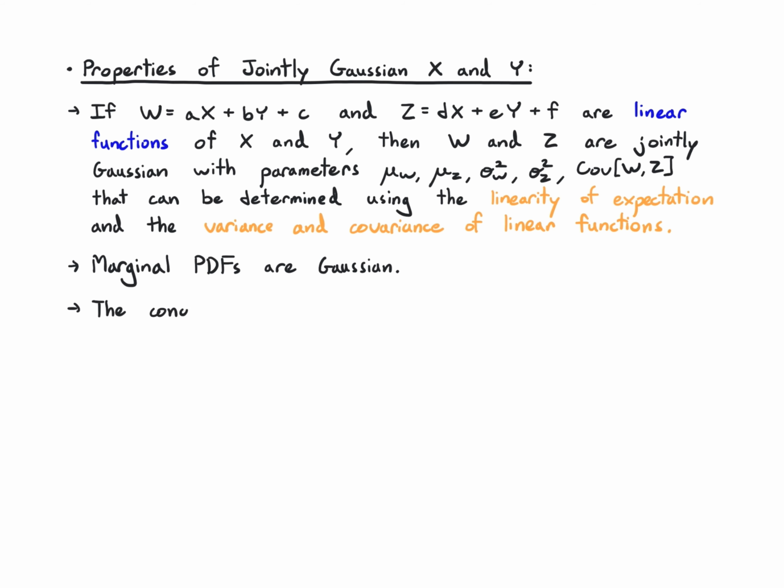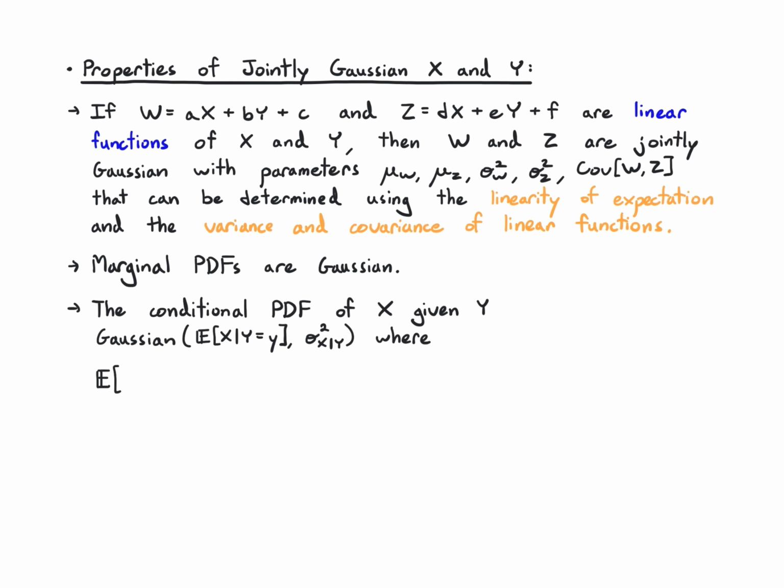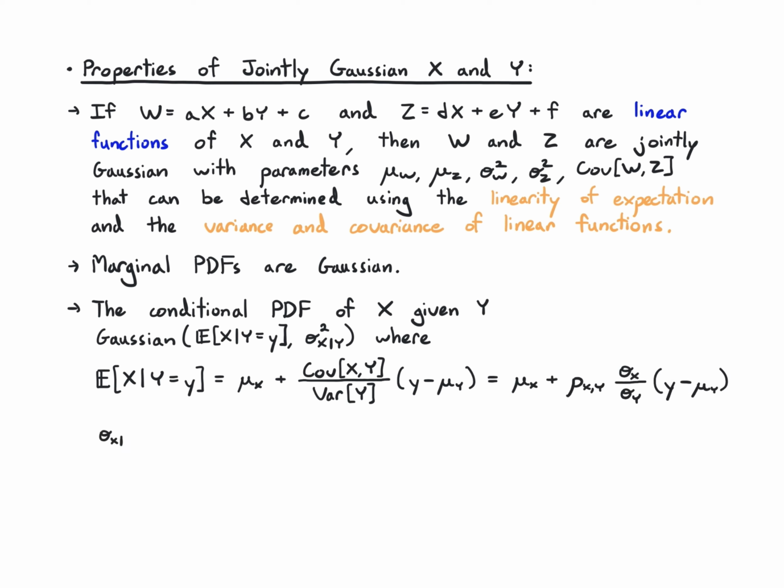The conditional PDF of x given y is also Gaussian, okay? Where the conditional mean is this formula, mu x plus covariance of xy over the variance of y, times y minus its mean. And that could also be written as mu x plus rho xy, sigma x over sigma y, times y minus its mean. This particular formula will show up in an important context later. So this will turn out to be really important for estimation and inference. And we'll see that a bit later.